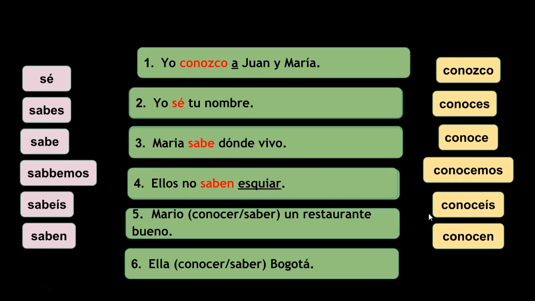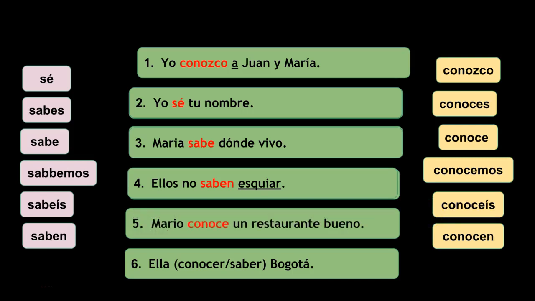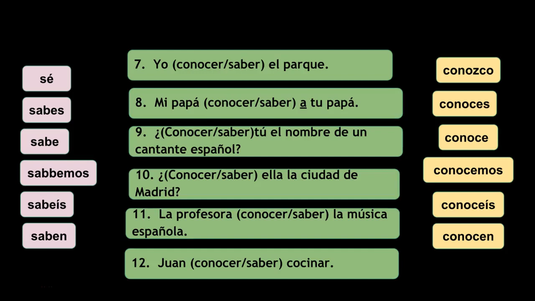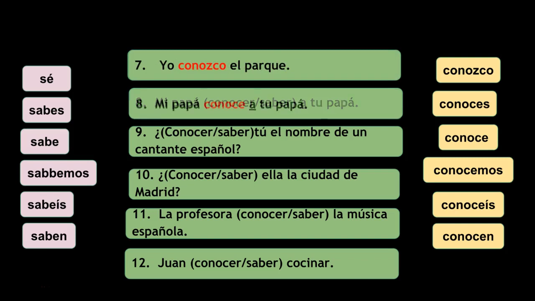Número cinco. Mario conoce un restaurante bueno. Mario is familiar with a good restaurant. Número seis. Ella conoce Bogotá. She's familiar with Bogotá, que es la capital de Colombia. Número siete. Yo conozco el parque. I'm familiar with the park. Número ocho. Mi papá conoce a tu papá. So again, I underlined A for you to let you know that it indicates that you automatically use conocer.